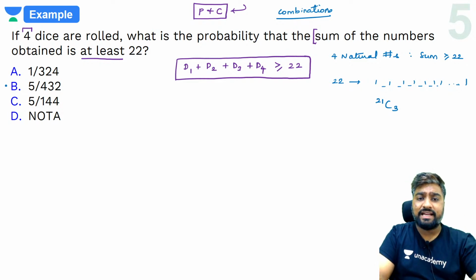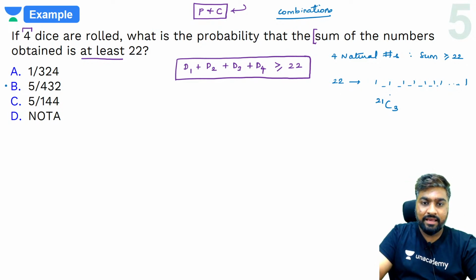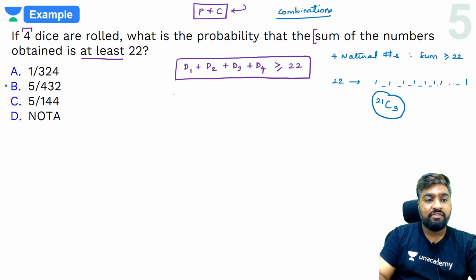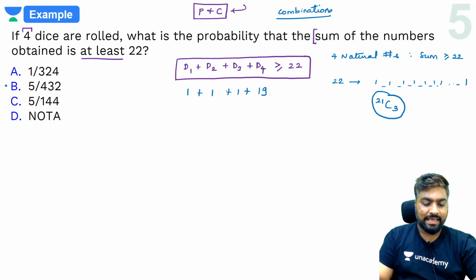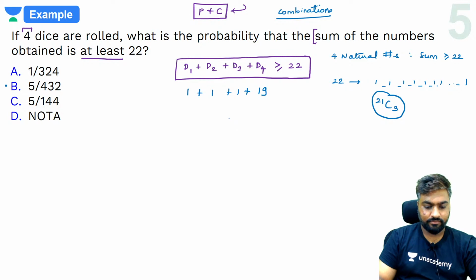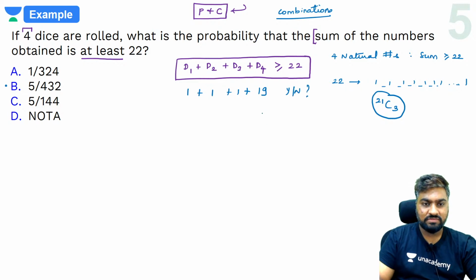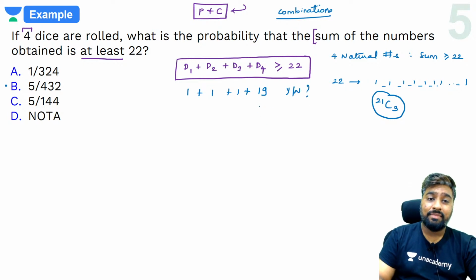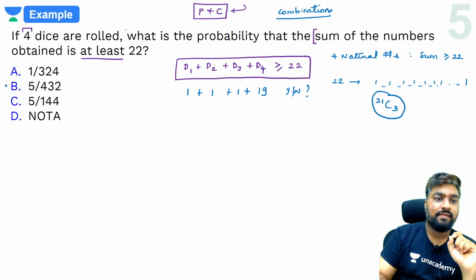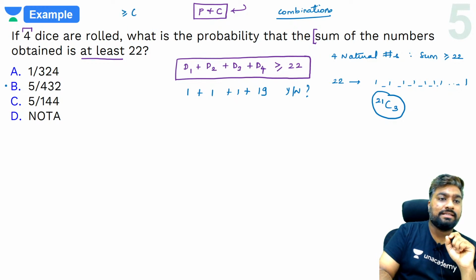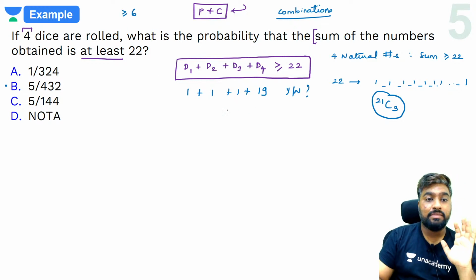But here we have a restriction. What is the restriction? If we do it using this, what will happen? We will have a situation where we have 1 plus 1 plus 1 plus 19. Is it allowed? Guys, is this allowed? Yes or no? Quickly tell me. Definitely not. Why? Because we have restrictions. Maximum number that you can get is 6 only, right?